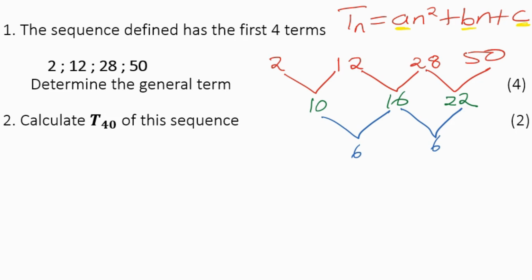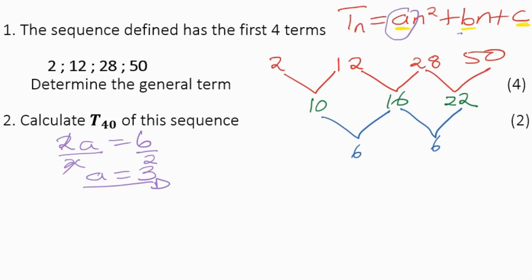Now what we can do is to equate. So we will say 2a is equal to 6. All right, now we solve for a. We find the value of a. Now 2 and 2 cancel, and then we have a is equal to 3. All right, so now we do have the value of a. So now we need the value of b and the value of c.